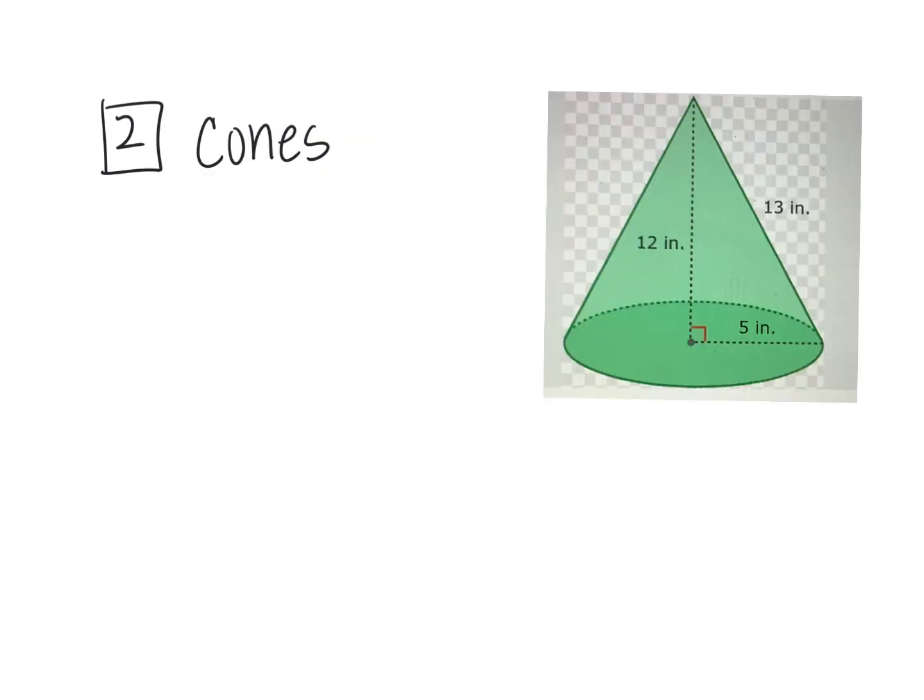So let's actually try the cone then. Again, you find the area of the base. So it's a circle, so I do pi times the radius squared. You're going to times it by the height, and then you're going to divide that by 3 for a cone. Okay, so if I have this cone here, let's see if we can find the volume.